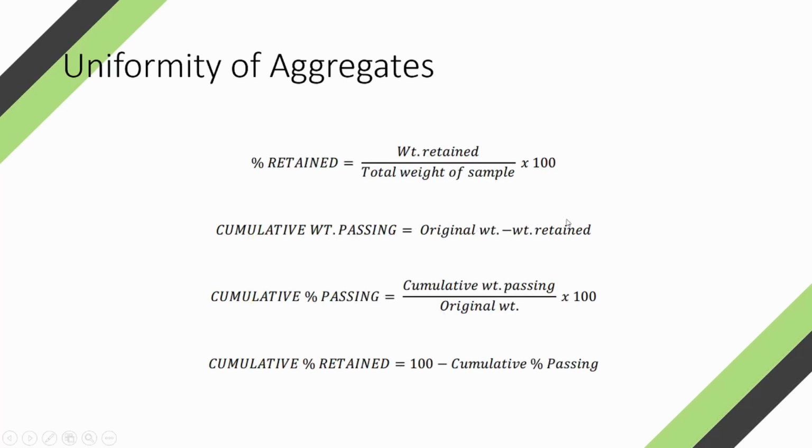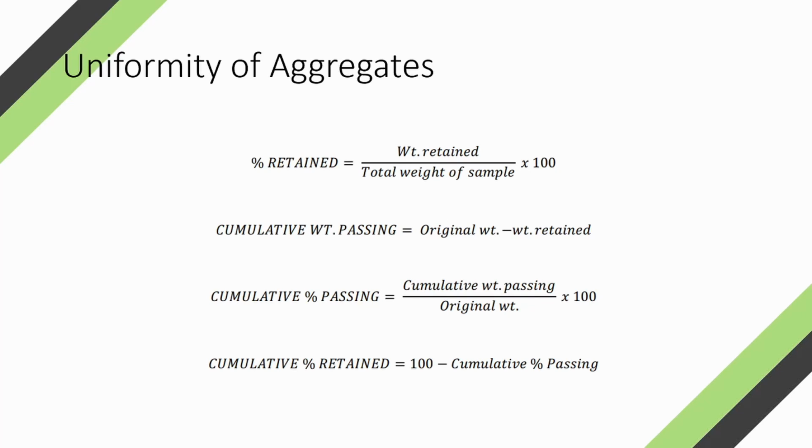So, the formula for the uniformity of aggregates is this. We can make a table using our data. The data you get from the test is the weight retained and the weight of the sample. To get the percentage retained, it is weight retained over the total weight of the sample multiplied by 100%.